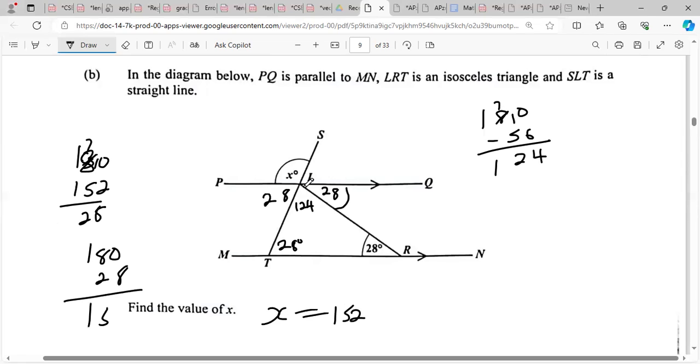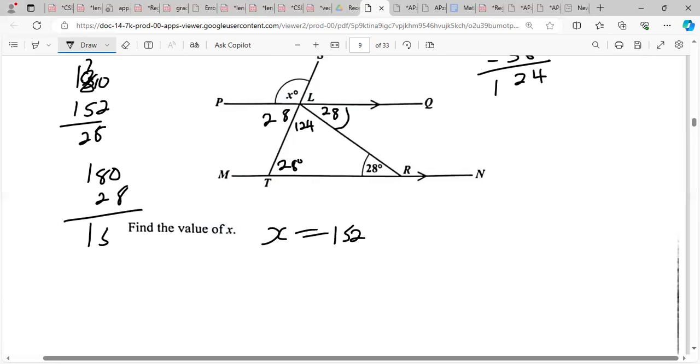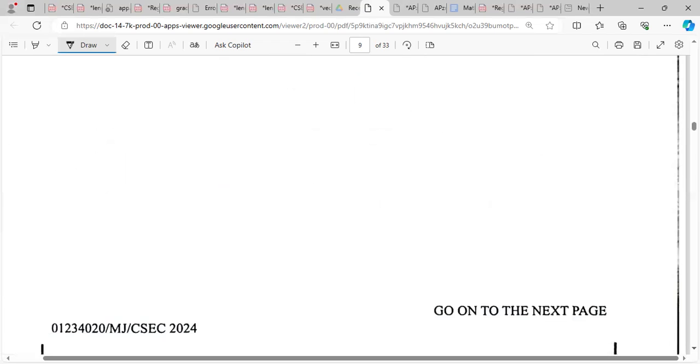Another way you could look at it, L is supposed to be 28, vertically opposite. And then 28 from this is the form of angles on a straight line again. Alright, so that gives you 2 marks.